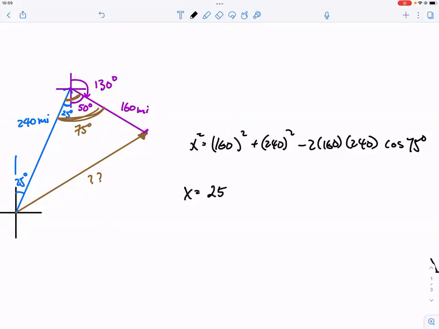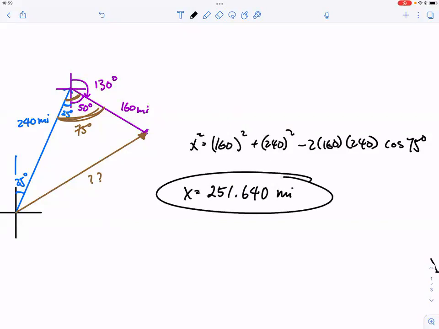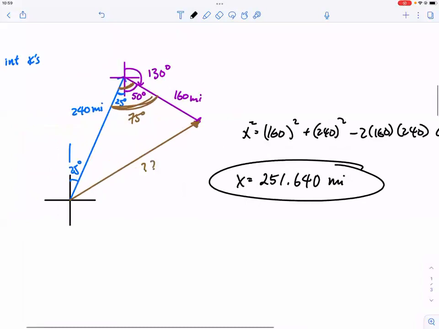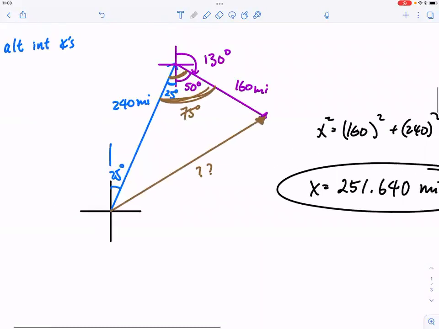So I've got 251.640 miles. Yes? Okay. So we got the distance, and now we need to find a bearing, which is from the north all the way to here. This is our big theta here. So how do we get this little angle in this case?